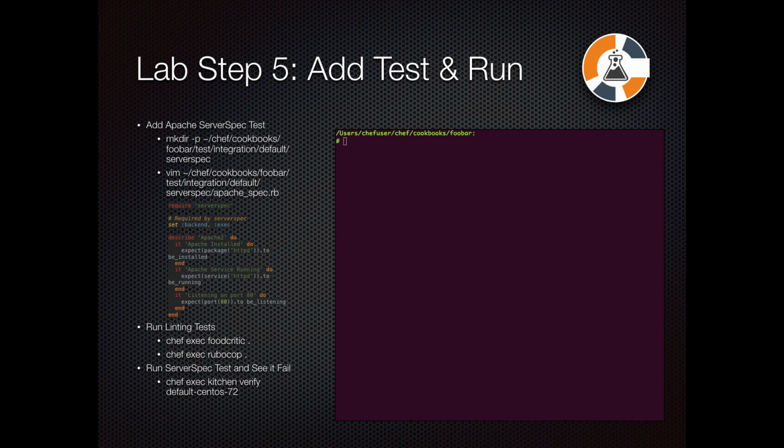So the test, it already created a folder called test/integration/default. So you know that in the kitchen YAML, the test suite is called default. That's why it said default-centos or default-ubuntu. So that name has to match the folder name under integration. So if you changed it to mycooltest, you'd have to change that default folder to mycooltest.